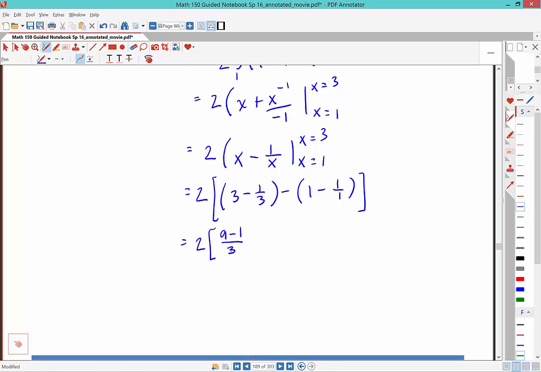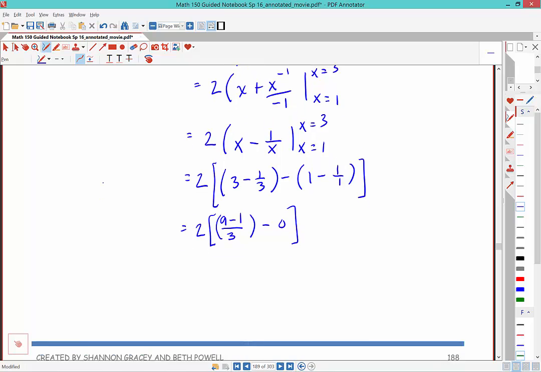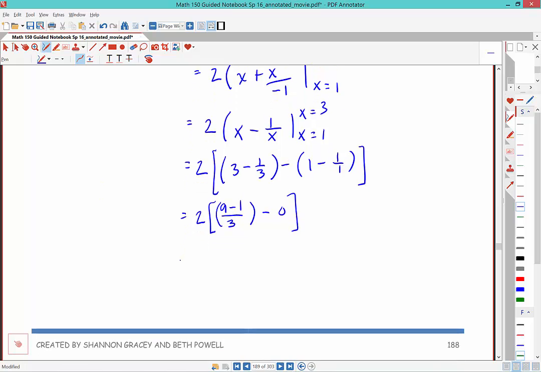And so now we will get 16 thirds. So that's our average value. Okay. Now, the second fundamental theorem of calculus.